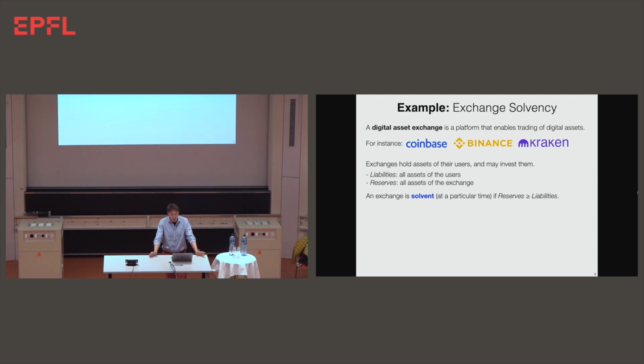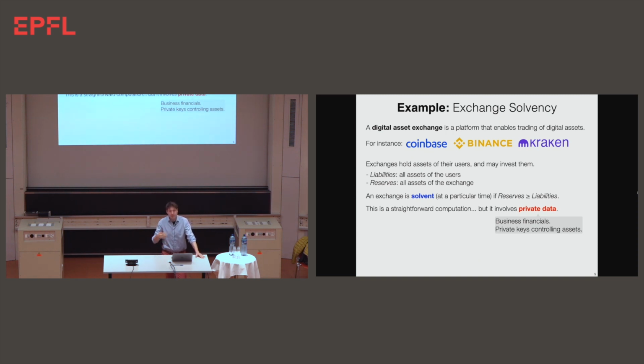And an exchange is solvent if it has more money than it owes. Clear, right? It would be nice for exchanges to be solvent, and it would be nice to check that all the time. Can we check at any moment in time, or regularly, that an exchange is solvent? That would be a good thing, right?